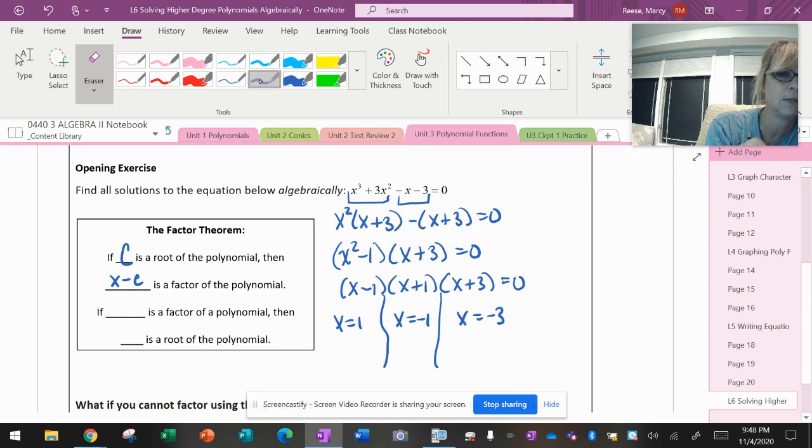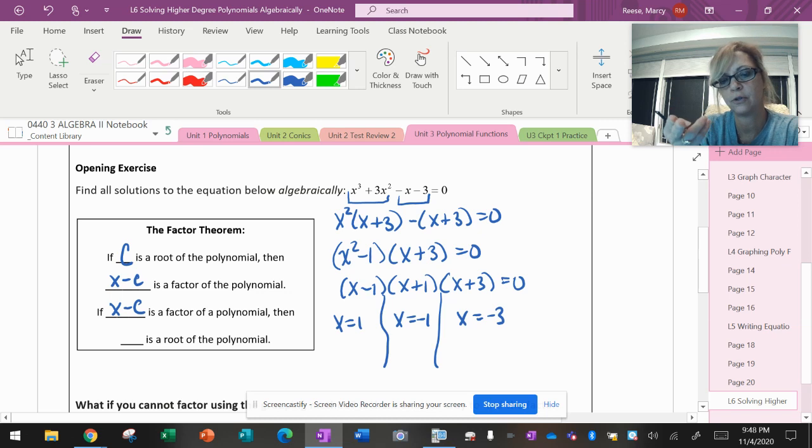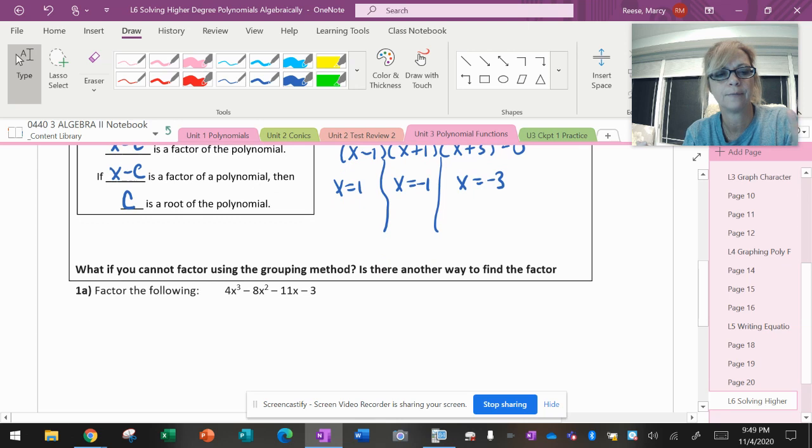So that is what we're referring to as the factor theorem. And the same piece: if x minus c is a factor, so if I give it to you as a factor, then you know that c is the root. So you should be able to go from the root to the factor and the factor to the root. That's really all we're doing with the factor theorem, we're formalizing it. What if you cannot factor using the grouping method? Is there another way to find the factor?